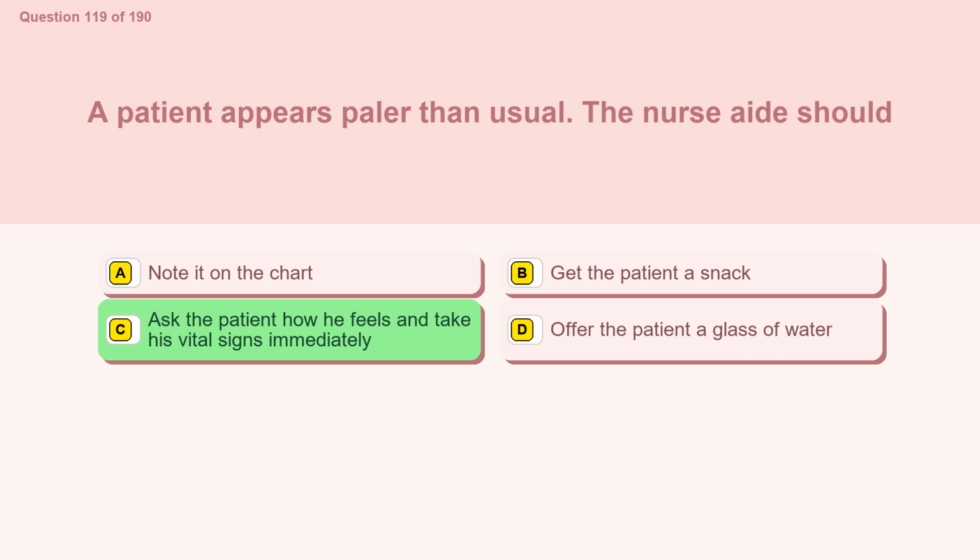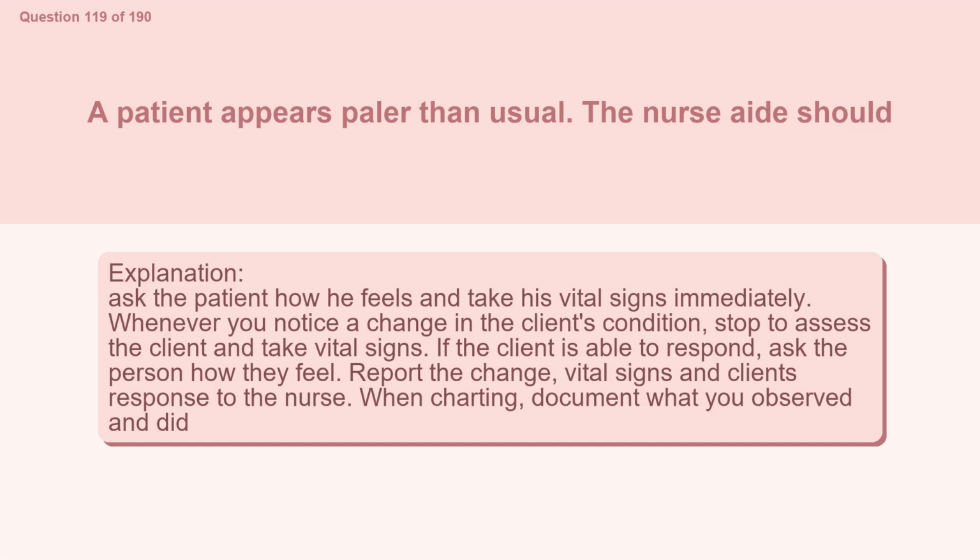Ask the patient how he feels and take his vital signs immediately. Whenever you notice a change in the client's condition, stop to assess the client and take vital signs. If the client is able to respond, ask the person how they feel. Report the change, vital signs, and client's response to the nurse. When charting, document what you observed and did.